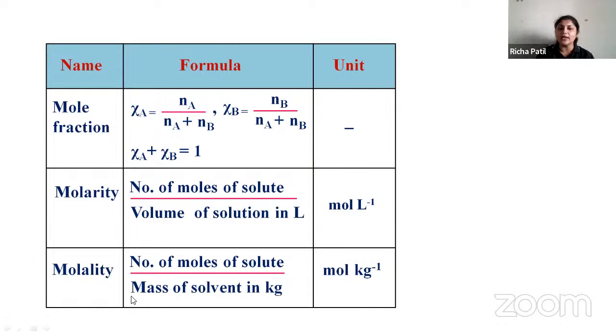Then molarity. Molarity is the number of moles of solute dissolved in 1 liter of solution. So it is the number of moles of solute divided by the volume of solution in liters. The unit is mole per liter. Molality is the number of moles of solute dissolved in 1 kg of solvent, that is, divided by the mass of solvent in kg. So the unit of molality is mole per kg.